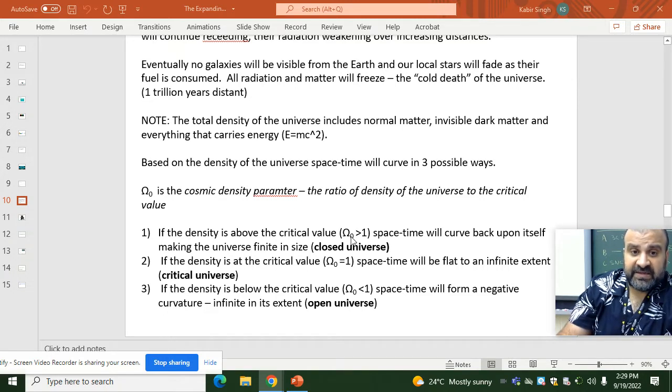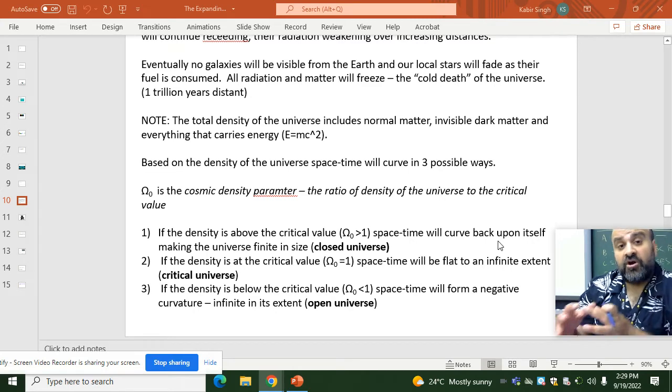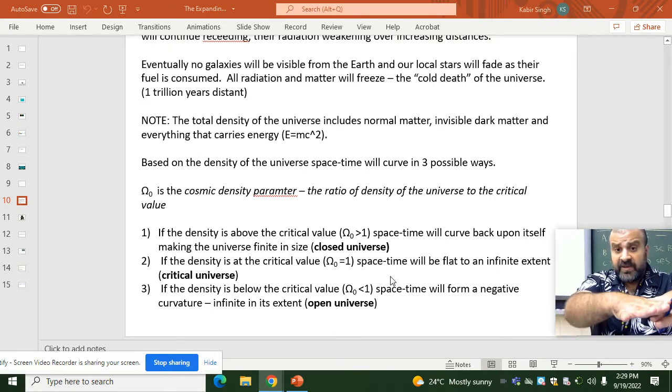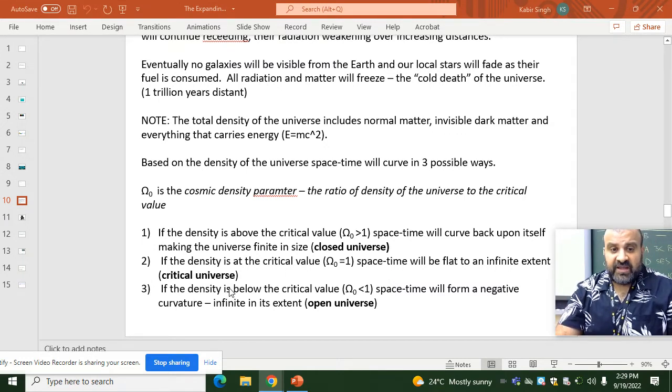So if the density is above the critical value, above the point where the universe is stable, the universe would collapse. Space-time is expected to curve back on itself and form a sphere. We call that the closed universe. If the density is at the critical value, the universe will be a flat plane. It will be infinite. And the third option, if the density is below critical value, an expanding universe, the universe will form a negative curvature and it will be infinite.